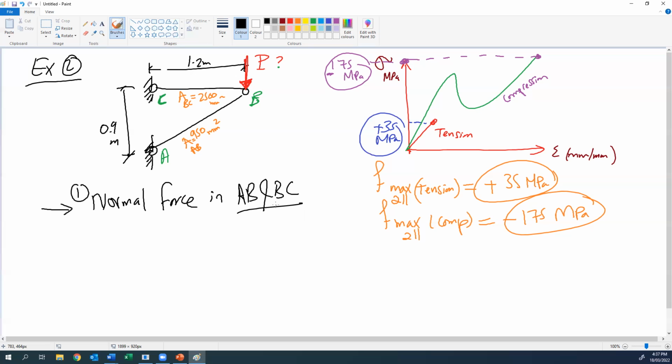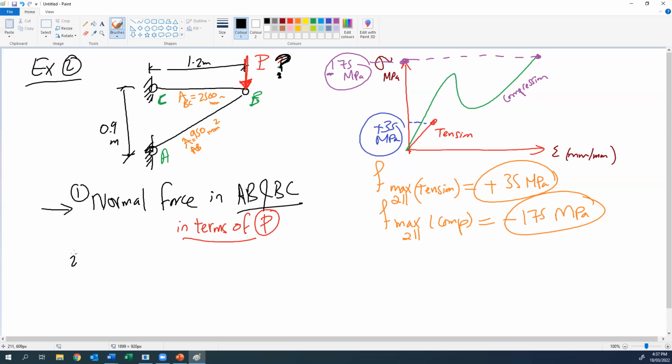Okay, because B is still unknown for us, so we have 3 unknowns now. So we can only get the force in member AB and BC in terms of B. So we will get the value of AB in terms of B and the value of BC in terms of B. This is the first step.